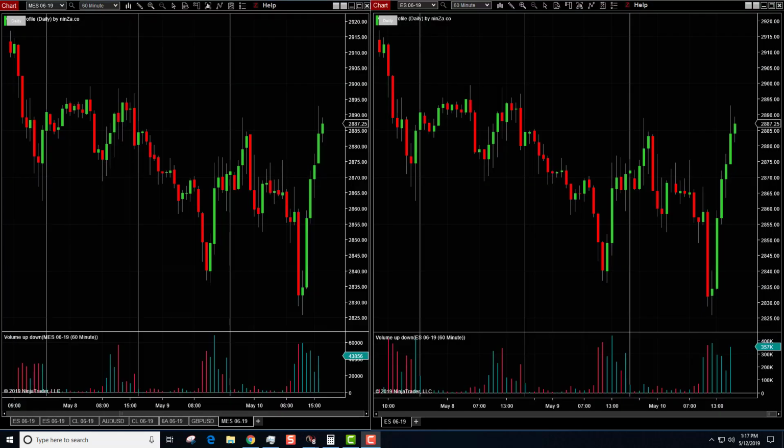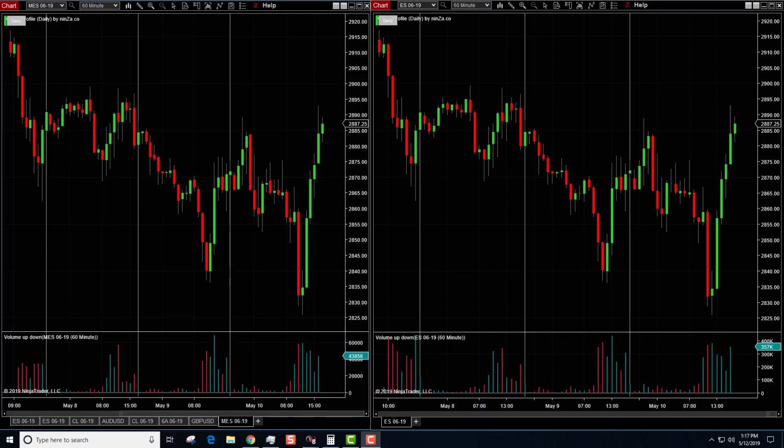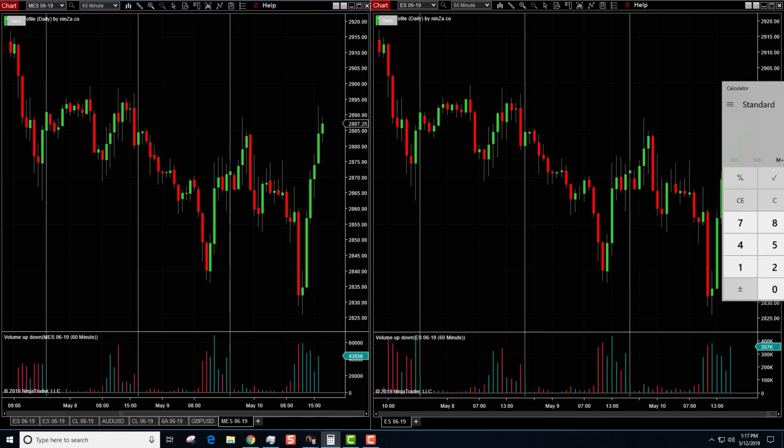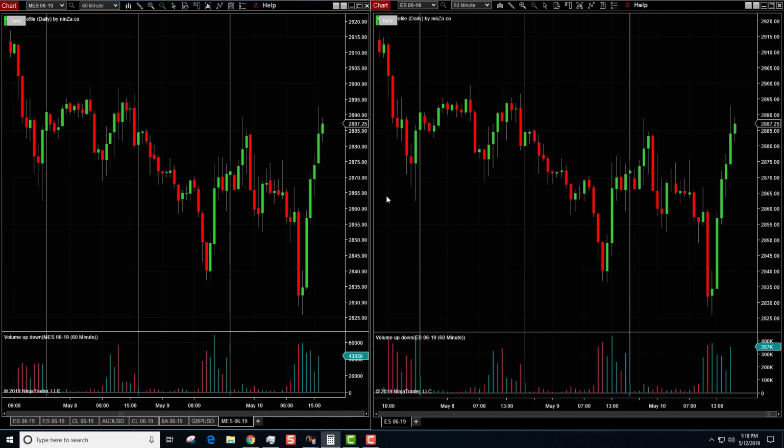Now, this is going to bring me into benefit number 2 of trading the micro futures contract. And for this, we're going to bring over the calculator. Actually, before I do that, take a look at these charts. The chart on the left is the MES, which is the micro futures contract. The chart on the right is the ES, which is what we have typically traded in the past.